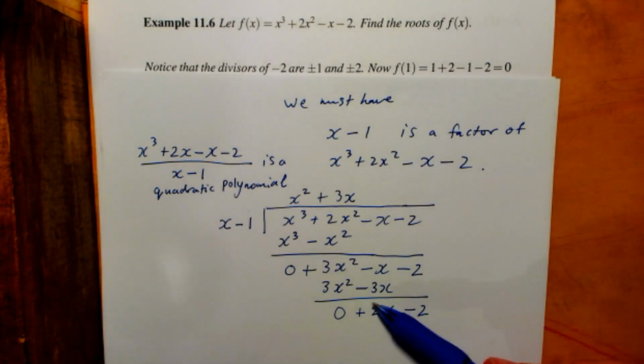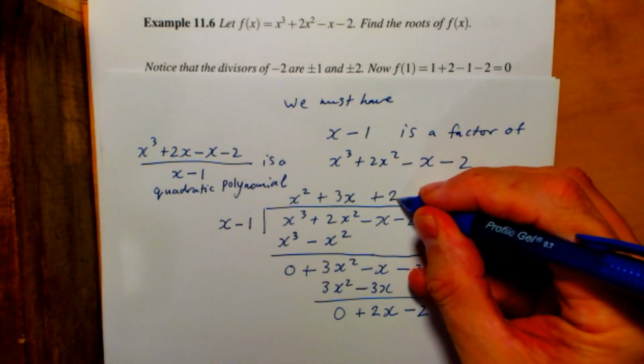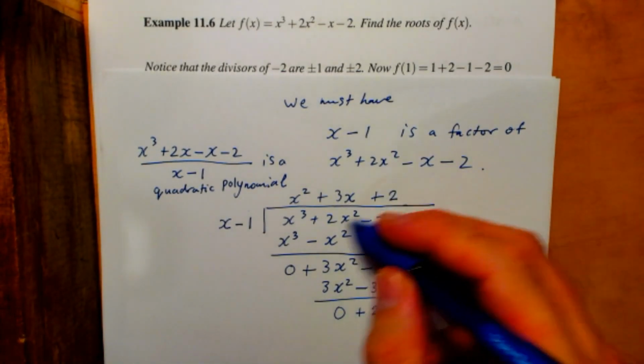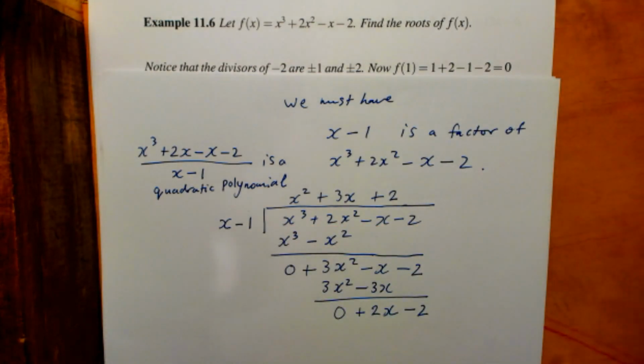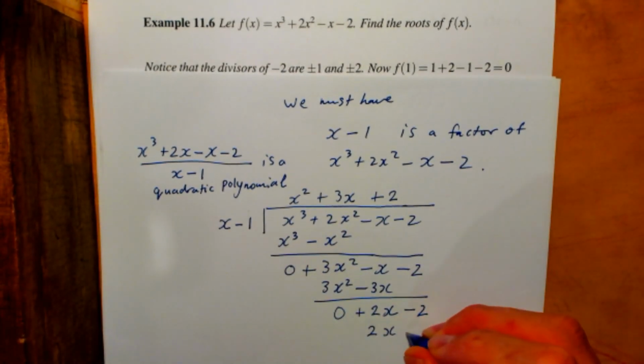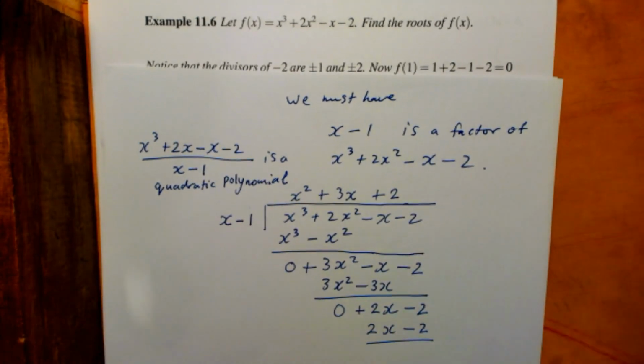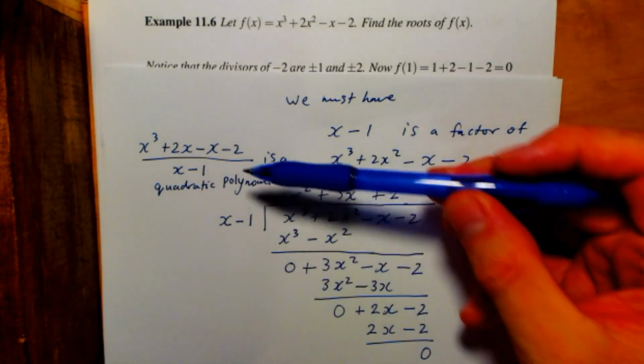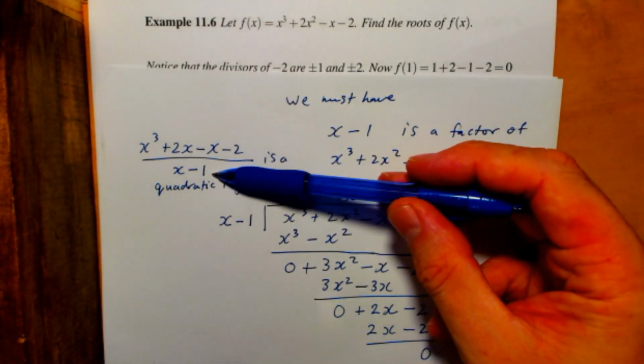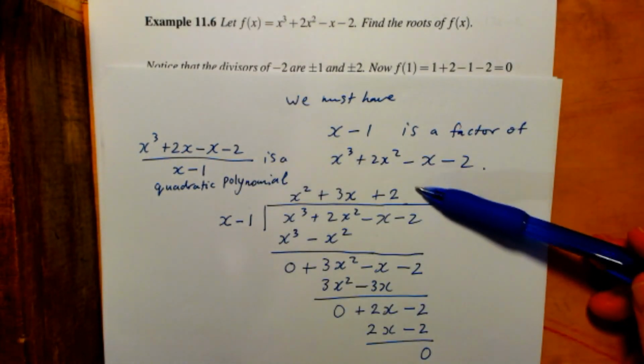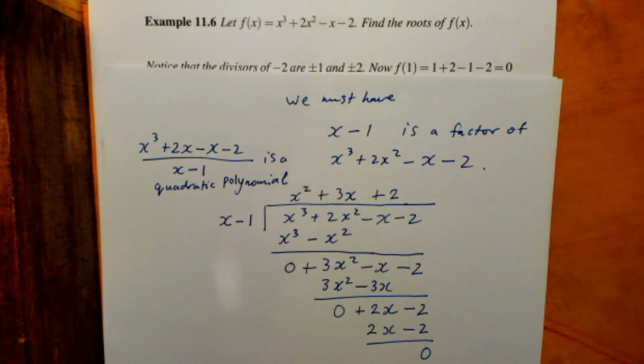Okay, repeat. 2x divided by x is 2. So we put plus 2 there, and then we take that 2 and we multiply it by the whole x minus 1, and we have 2x minus 2. We take a difference. This time we have a remainder of 0. That's great because that says that this polynomial is in fact divisible by this one because the result is a polynomial with a 0 remainder.